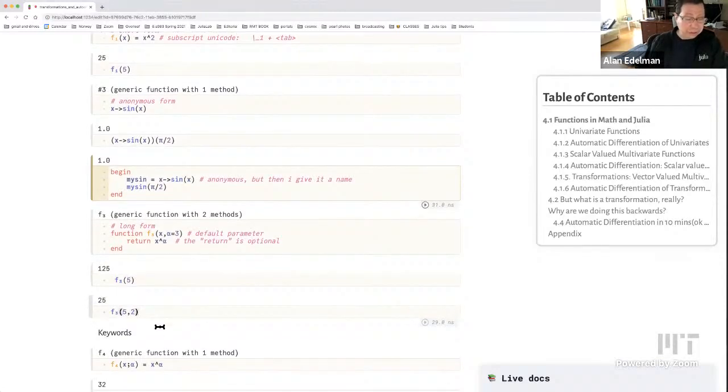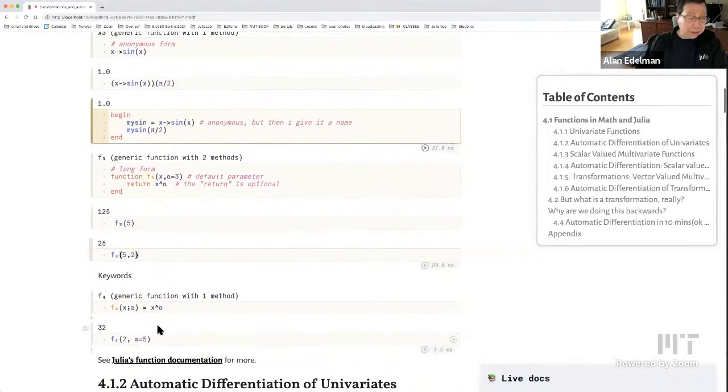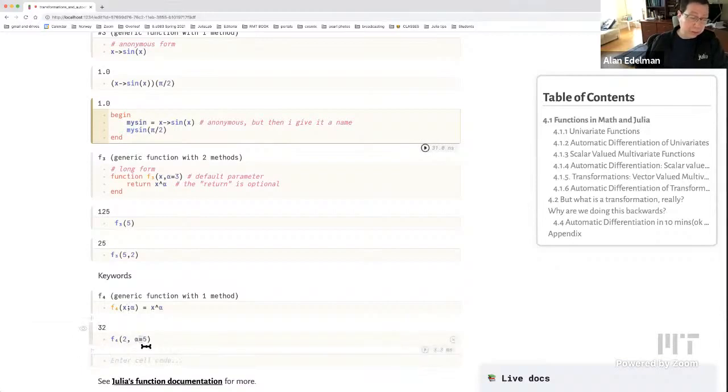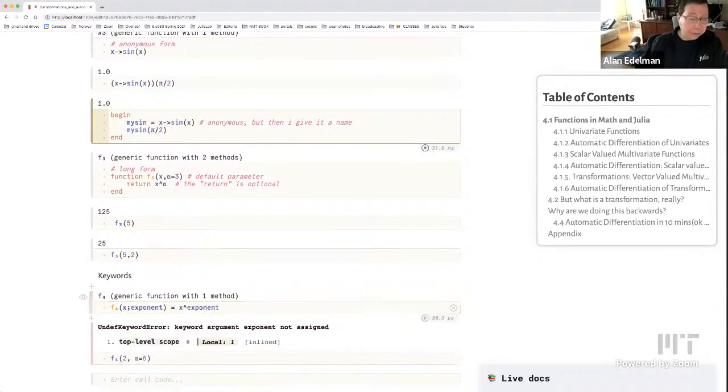Okay, so there's f3, and let me also mention rather quickly the concept of a keyword, because they come in handy. So instead of a comma, we use a semicolon, and then what that means is that you have to type alpha equals if you want to know what exponent is being used, right? So this way you know the keyword, or maybe it would have been good to call this exponent, for example. That might be even more readable.